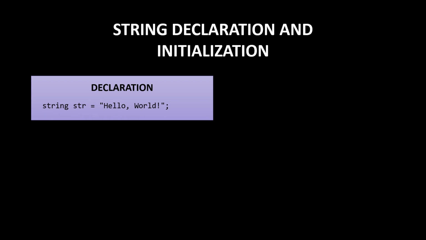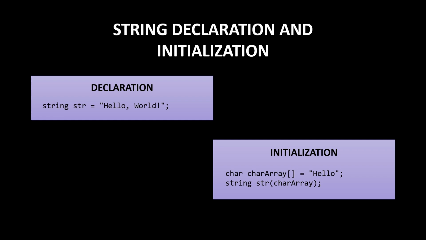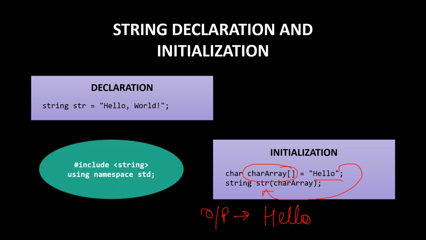You can also initialize them using character arrays. Let's see how. So, here we have initialized the value hello to this array. Now we have declared a string variable and passed on the value of the character array to this string variable. Don't forget to add the string library at the start of your code to start working with strings.